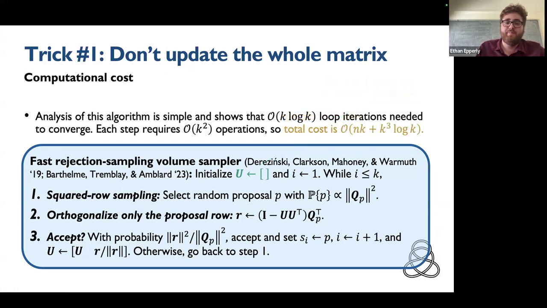And this algorithm is very simple to analyze. I won't show it on the slides, but basically we can prove that with high probability, only order k log k loop iterations are needed for this procedure to terminate. Each step requires order k-squared operations, so the total cost is order nk plus k cubed log k operations. And this is going to be wicked fast for most problems.